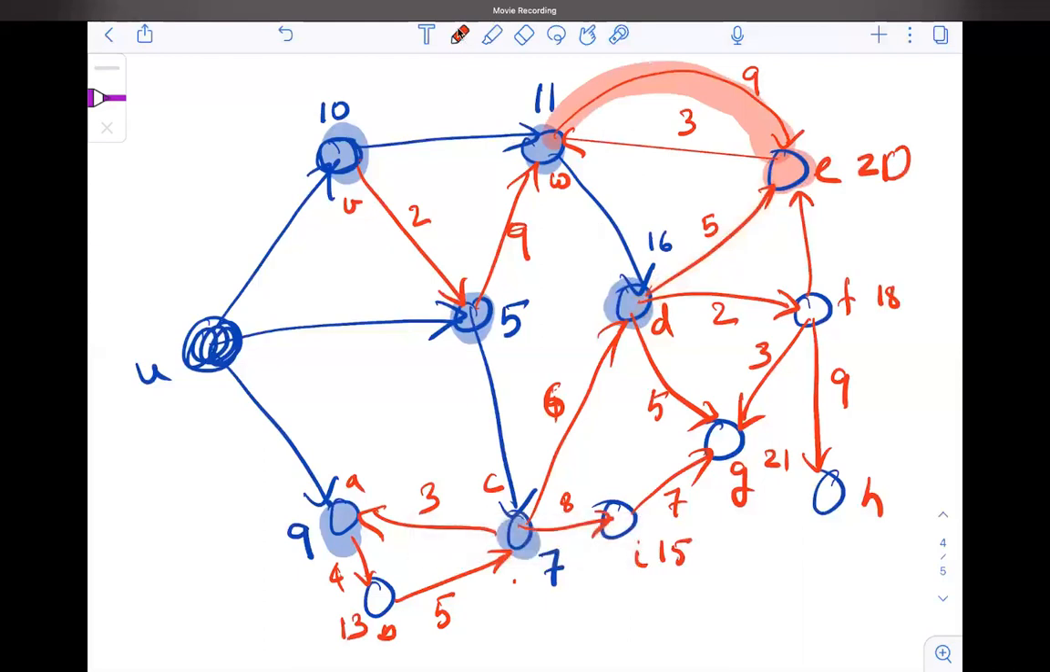What do you think? Manish, are you there? Yes, sir. Do you think the shortest path from U to E is 20? That we can't say. Why can't we say?